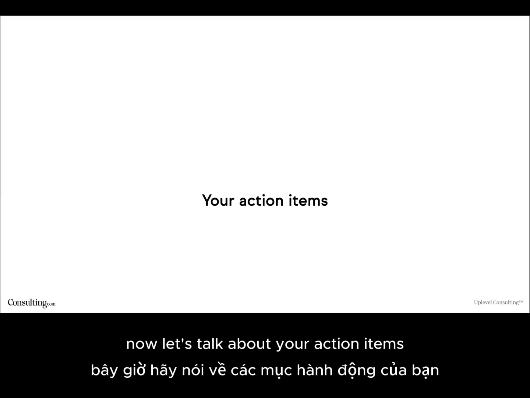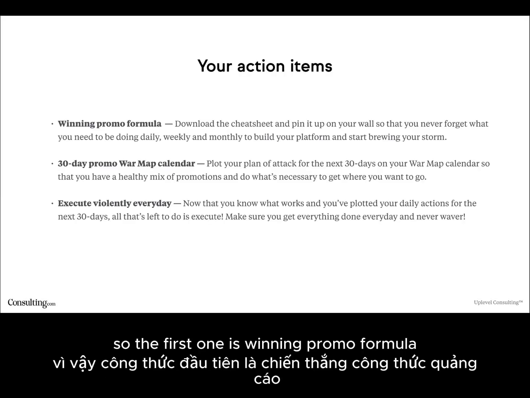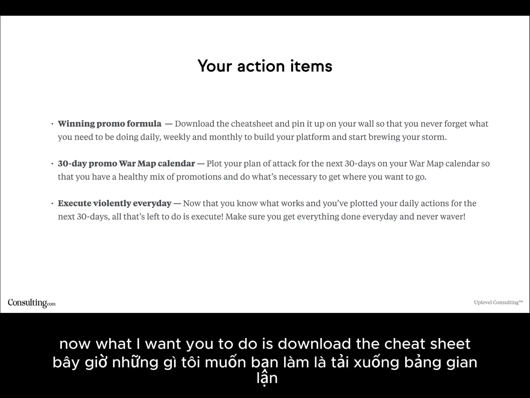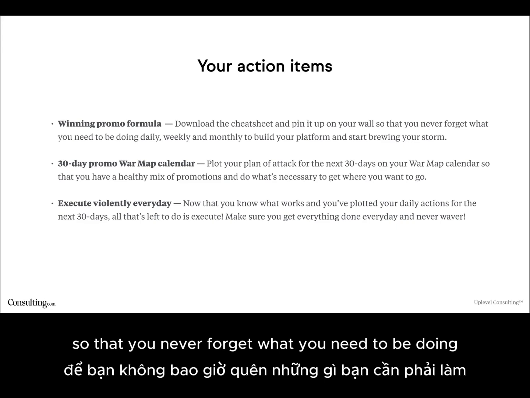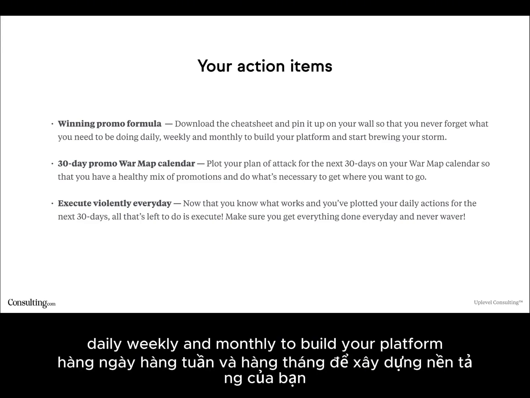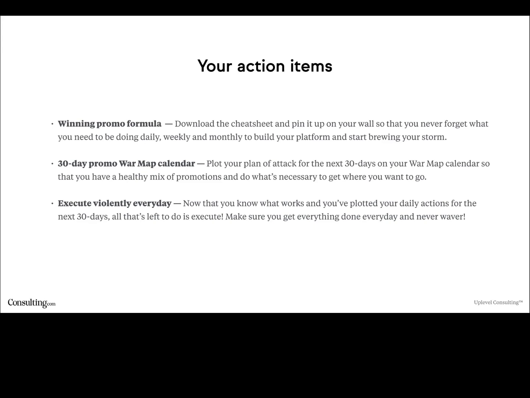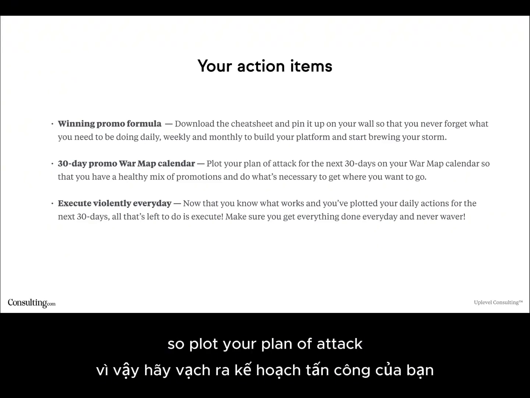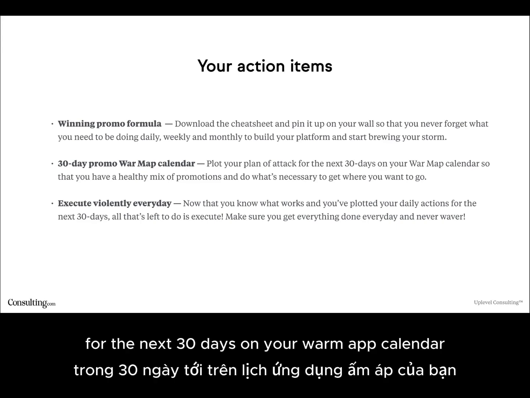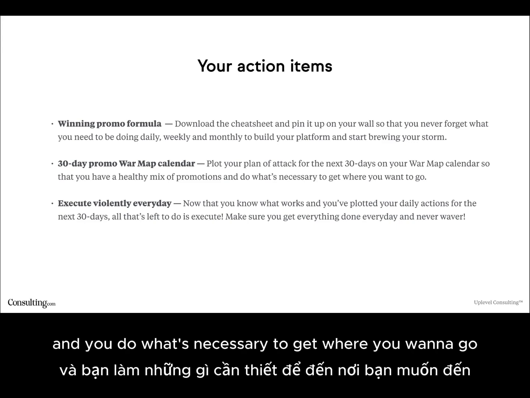Now let's talk about your action items. So the first one is winning promo formula. Now what I want you to do is download the cheat sheet and pin it up on your wall so that you never forget what you need to be doing daily, weekly, and monthly to build your platform and start brewing your storm. And the 30-day promo warm-up calendar. So plot your plan of attack for the next 30 days on your warm-up calendar so that you have a healthy mix of promotions and you do what's necessary to get where you want to go.